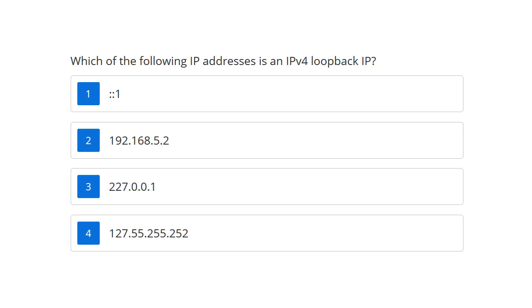Which of the following is an IPv4 loopback IP? Well, what's the rule for IPv4 loopback IPs? The rule is they must start off with 127. Any IP where the first octet is 127 is an IPv4 loopback IP, and that is number 4. Some people confuse this and think the loopback IP is only 127.0.0.1. That is actually a particular loopback IP, but it's not the only one. The rule is it must start with 127.